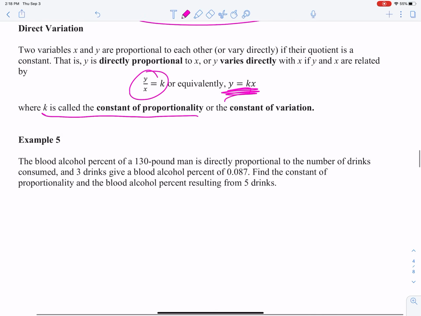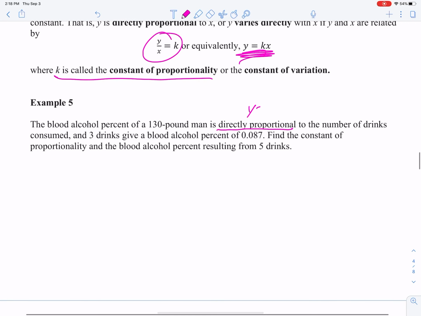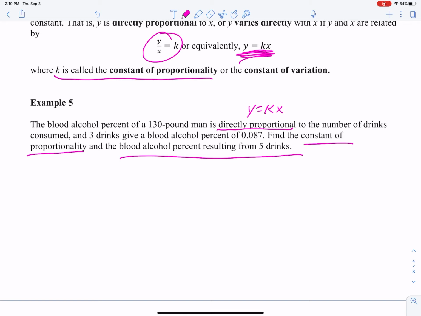Okay, so let's use an example here. This is a typical proportionality problem, or direct variation problem. So let's see, the blood alcohol percent of a 130-pound man is directly proportional. So whenever you see directly proportional, we're going to use that equation, y equals kx. Directly proportional to the number of drinks consumed, and 3 drinks give a blood alcohol percent of 0.087. Find the constant of proportionality. So that's the first thing we need to do. Find the constant of proportionality, and then the blood alcohol percent resulting from 5 drinks.